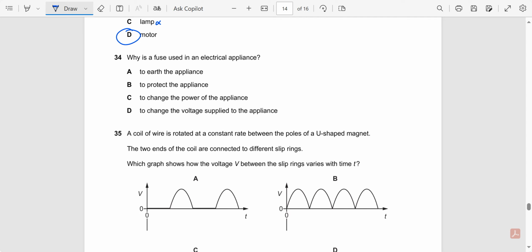Why is the fuse used in electrical appliances? To earth the appliance? No. To protect the appliance? Yes. To change the power of the appliance? No. To change the voltage supplied to the appliance? No. So it only protects it.